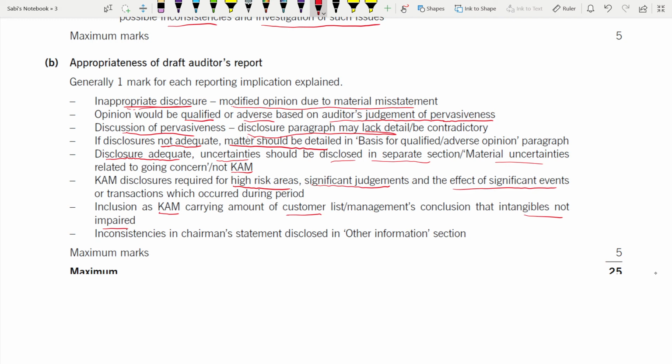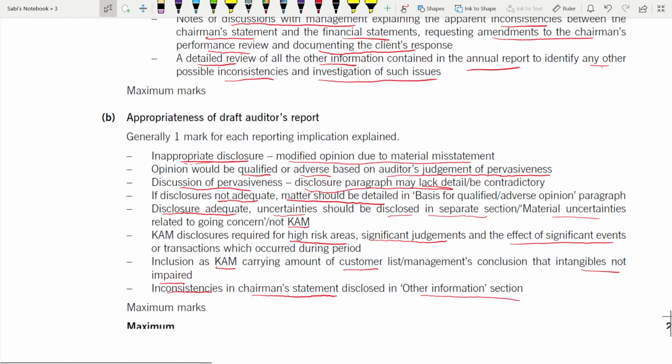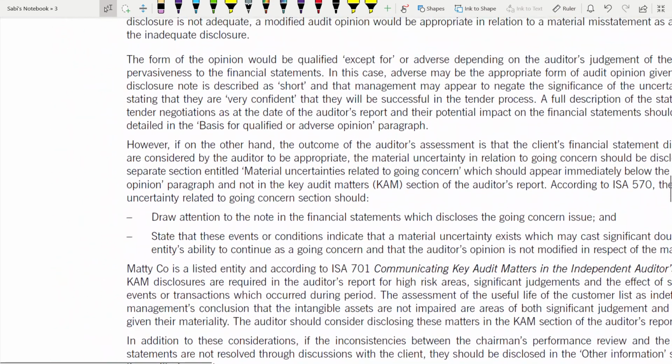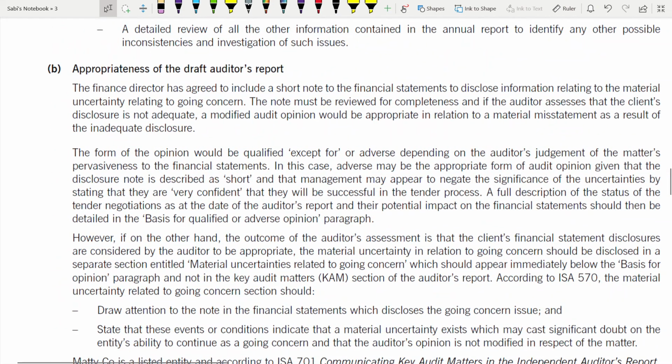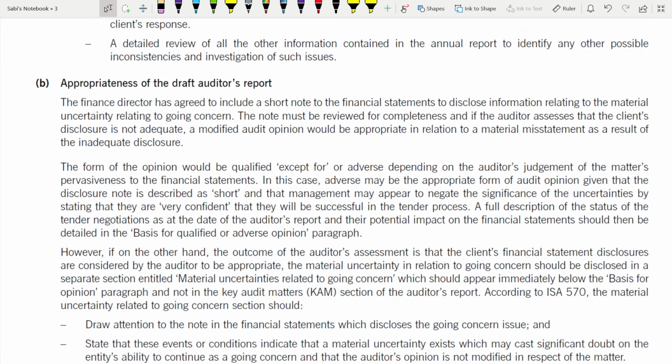Inconsistencies in the chairman's statement disclosed in other information section. So this also shows that the opinion that is given should be modified. It's not appropriate. So now let us go through the answer. How did they build up the answer? So the topic is appropriateness of the draft auditor's report, whether it is appropriate or not.